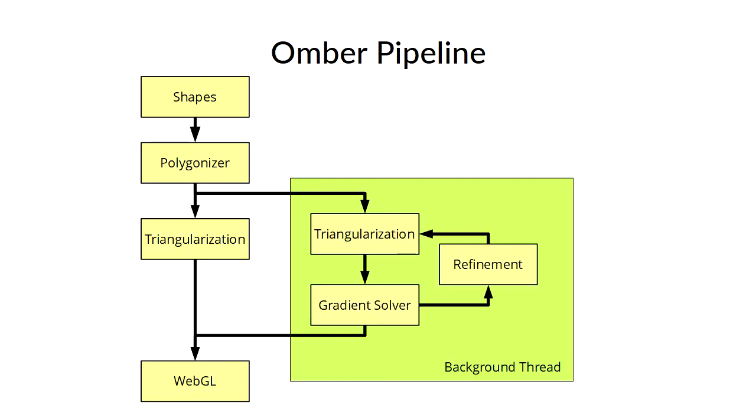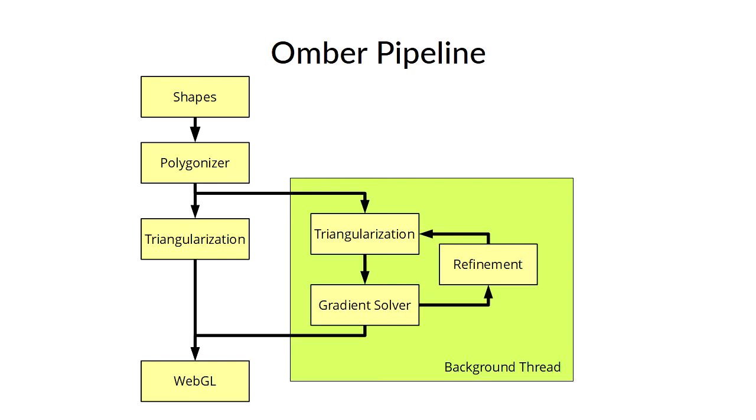Here's a diagram of the different stages of Omber's rendering pipeline for calculating gradients over shapes. There are two takeaways here. The first is that Omber is built on a modern architecture that renders everything to WebGL at the end. The Omber pipeline outputs 3D triangles that can be displayed really quickly on the screen using 3D graphics hardware. The second takeaway is that calculating a high-quality gradient is actually a little bit slow, but we still want the program to be quick and responsive.